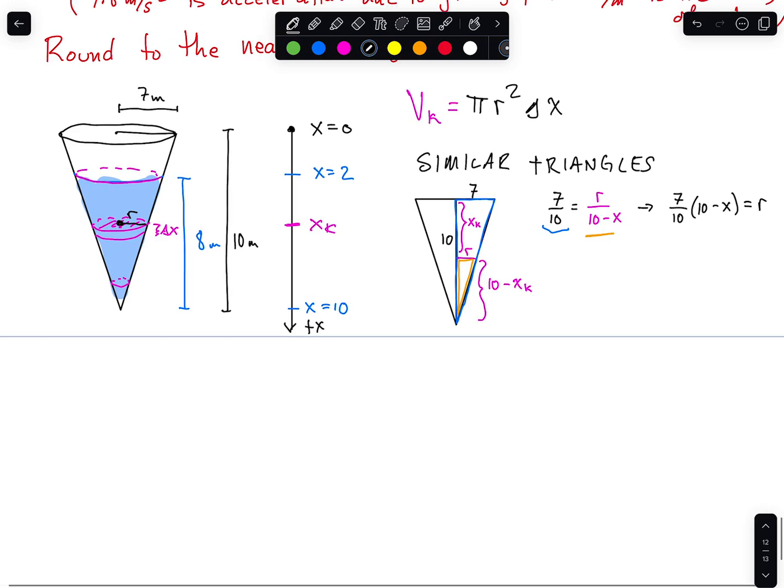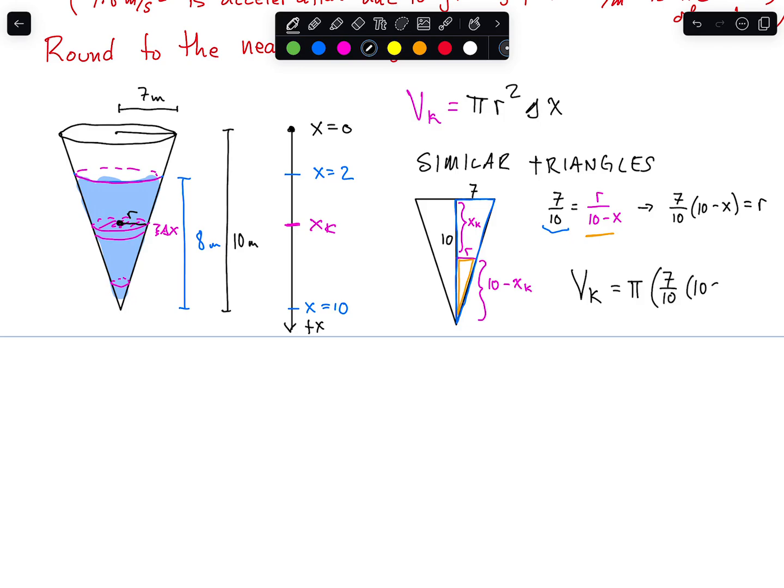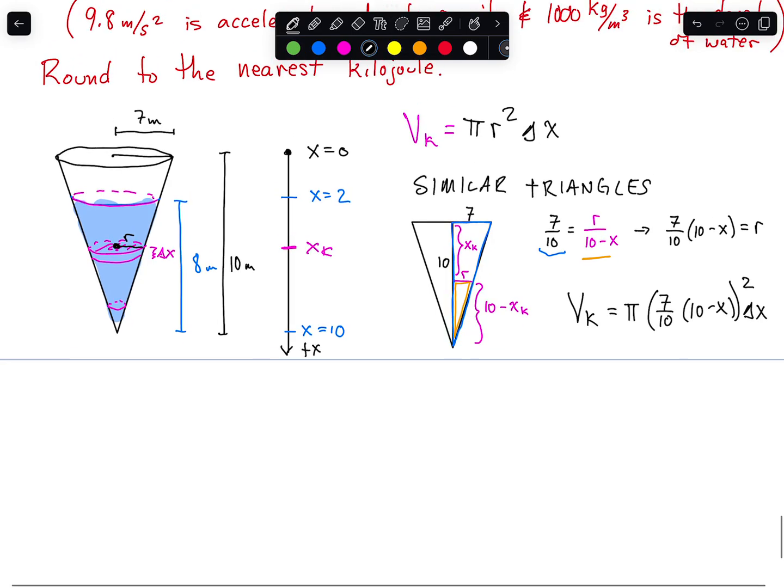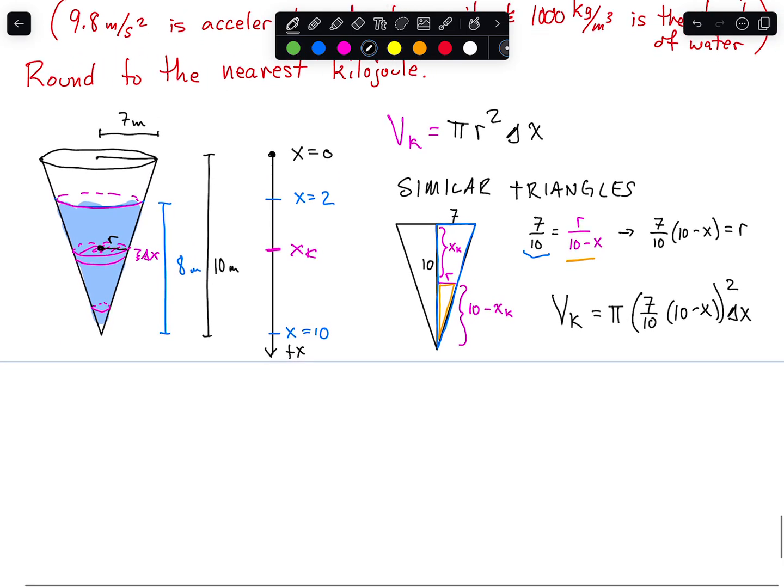The volume of a piece, whoa, something's going wonky there. But the volume of a piece is pi times r squared, which is 7 over 10 times 10 minus x, that whole quantity squared, times delta x. Okay, so now that we have that, the last thing that we need to do before we can set up our integral is figure out what is that distance our slice of water needs to move to get out of the tank.